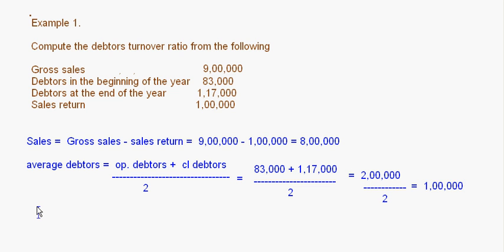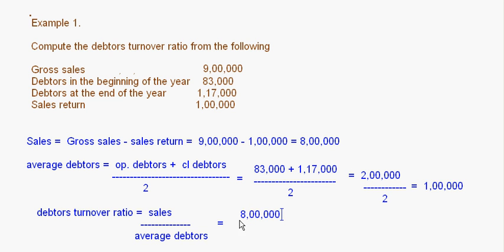Clear? So now we'll put the formula for debtors turnover ratio, which is equal to sales upon average debtors. Now we have calculated the sales and the average debtors. Sales is 8 lakhs and average debtors is 1 lakh. So 8 lakh upon 1 lakh will be 8 times. So this is the answer. The debtors turnover ratio will be equal to 8 times.